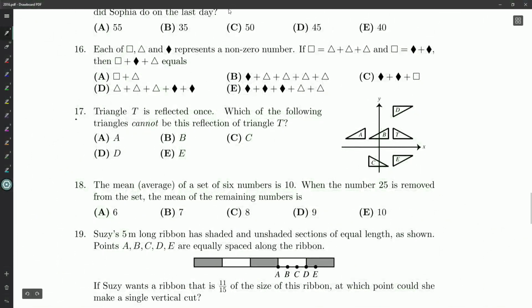In this video, we're looking at question number 17 on our 2016 grade 7 Gauss. Triangle T, that's over here, is reflected once. Which of the following triangles cannot be this reflection of T? Now for a question like this, we're sort of having to imaginarily flip T and get it into various positions. That can be a little hard to do on paper.